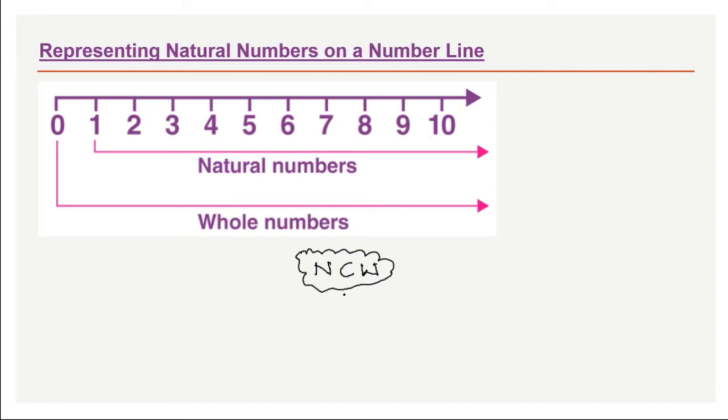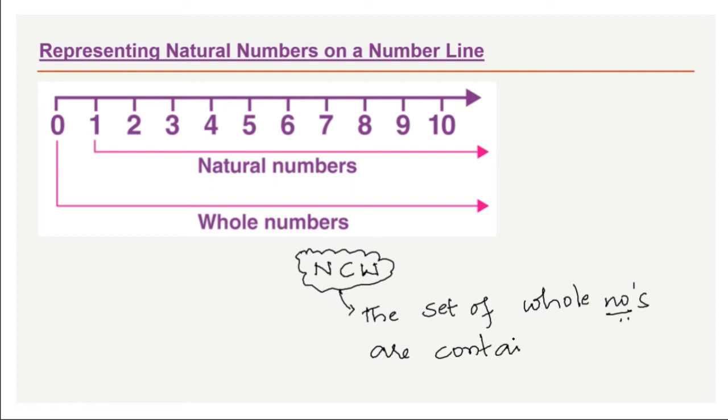To read this, I can read it as the set of whole numbers contains the set of natural numbers. In the previous way, I said that the set of natural numbers are contained in whole numbers. Now I am saying that the set of whole numbers contains the set of natural numbers. Hope I have made it very clear.